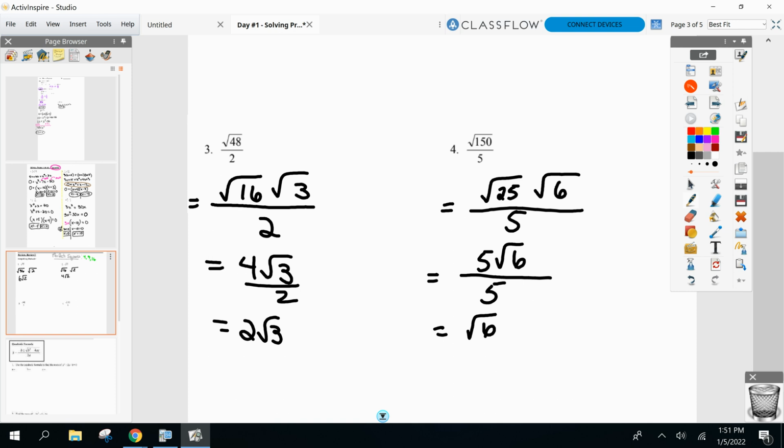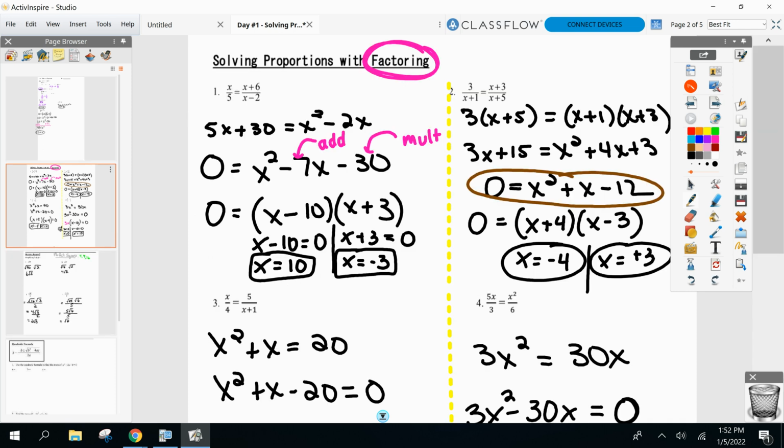All right. Tomorrow, here's how we're going to start class. What if I get one of these and I can't factor anymore? I can't. It's impossible. Like, I'm thinking of numbers that multiply to this and add to this, and it's not happening. There's no way I'm going to find numbers that do it.